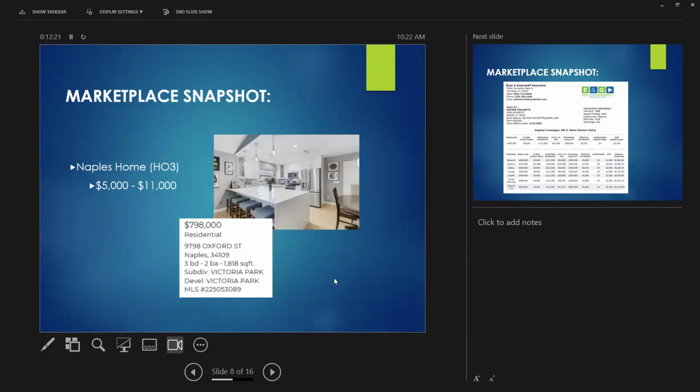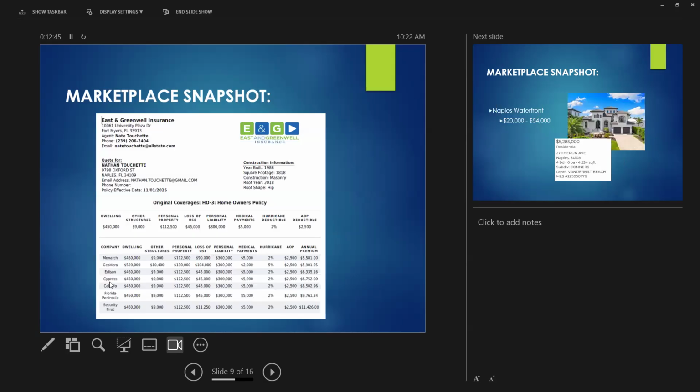Here's a single family home in Naples, actually in my community. If you're ever looking for a great holiday experience, Victoria Park's the way to go. This would be an 83 home roughly. I think it was 1,900 square feet. Obviously from the photo, you can see it's been renovated really nicely. We're looking at rates between 5 and 11. That's a huge range, obviously, but you'll see from the bottom here, multiple carriers are coming in and giving options, again, for all the bells and whistles.